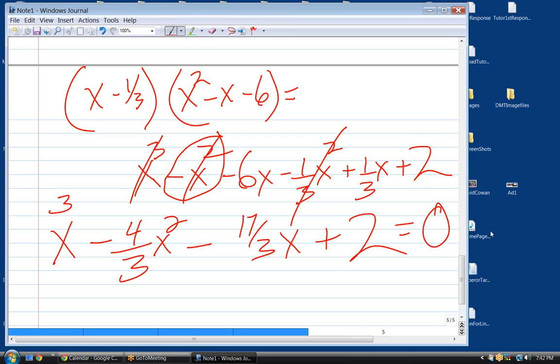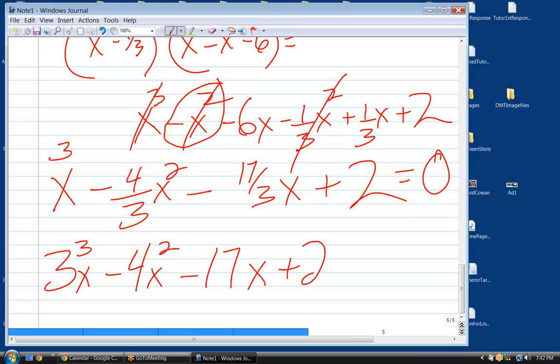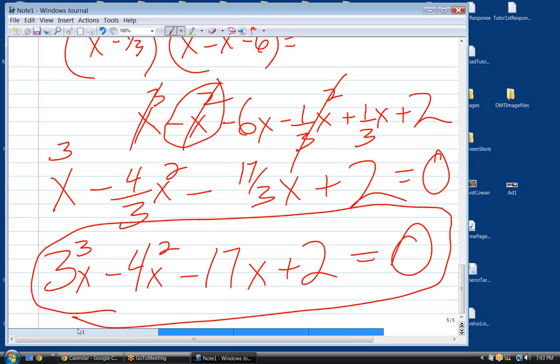But I can make it a prettier answer if I multiply both sides by 3. Notice that I turn all my fractions into whole numbers. And why can I do this? Because 0's on the other side. If I multiply it by 3, it stays 0. So if I multiply every term by 3, I get this. There's your polynomial without fractions. Although this is also a satisfactory answer.